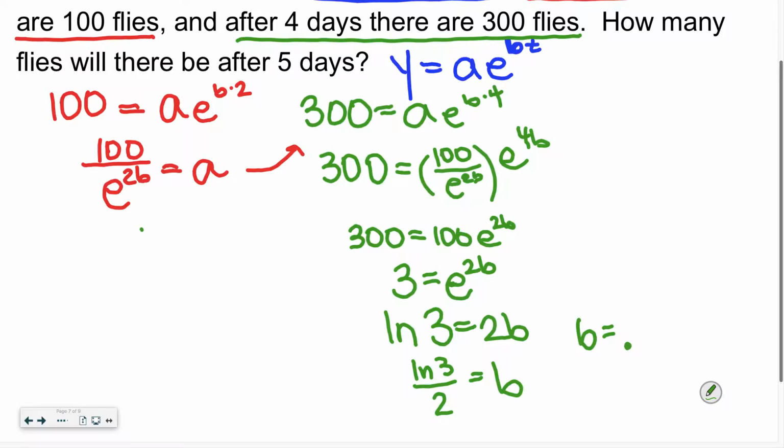Point 549306. Okay? That's the rate in which our population is growing. Oh. That's very quick, isn't it? Fruit flies grow quick. Okay?